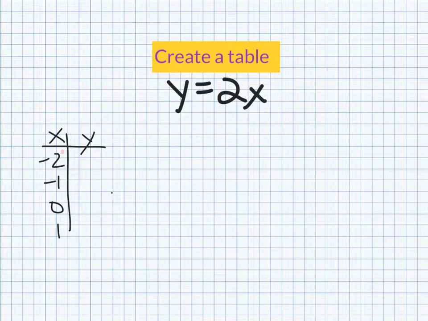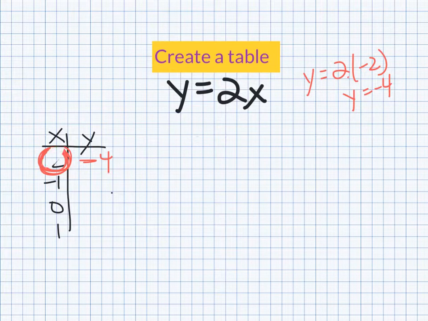Let's start with -2. When I substitute y equals 2x, I put my substitution number in place of x. So I'm not going to actually have x. Instead of x, I'm going to have parentheses -2, because that's what I'm substituting. Y equals 2 times -2. 2 times -2 is -4. So when x is -2, y is -4. And that is how I do my first substitution. Alright, let's do our next one.